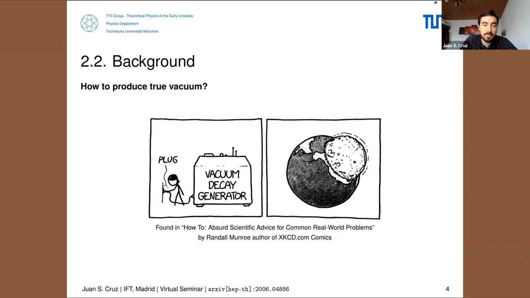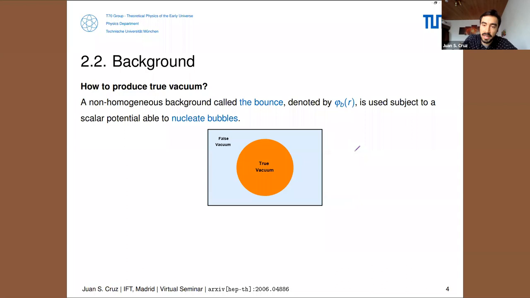Our tool is, however, a bounce field. So this will be denoted by φ_b. And as in the picture, the profile of this field configuration is correct in the sense that it has a core which lies in the true vacuum, namely the field takes the value associated to the lowest energy level. And once you start going outwards, you reach asymptotically the false vacuum.